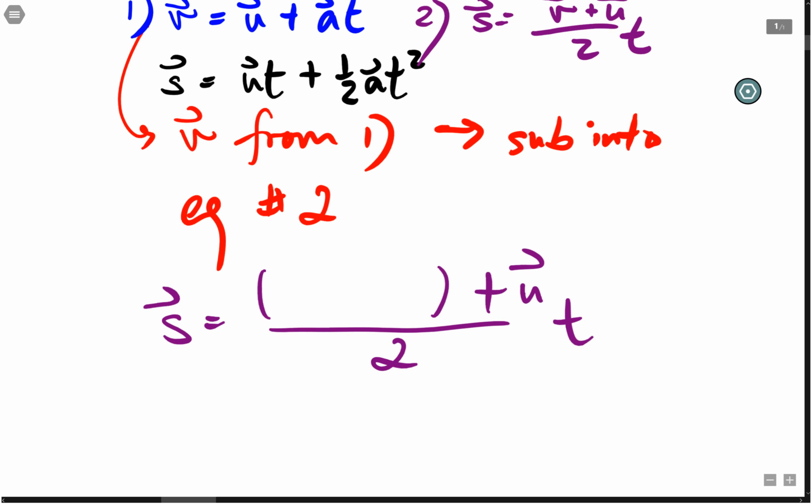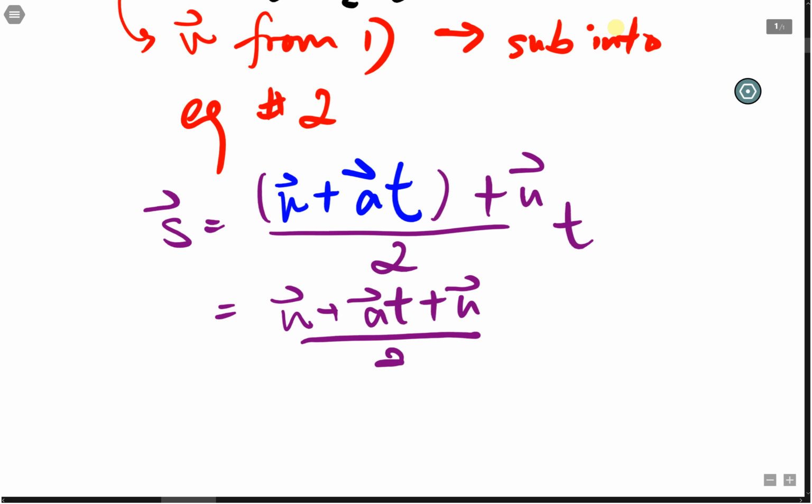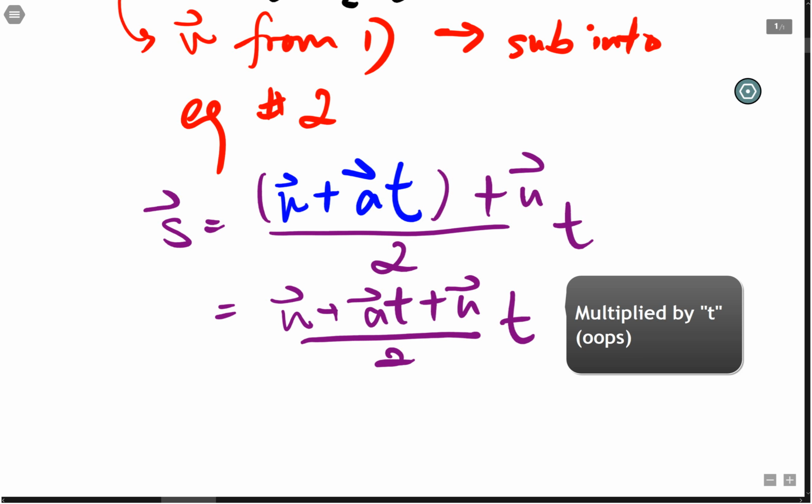And inside I have V final. I am going to substitute that one down over here, which is on the other side of the equation, I have U plus AT. Time to simplify. After I simplify this one, I will have U plus AT plus another U, all divided by 2, and all of that multiplied by T. Okay?